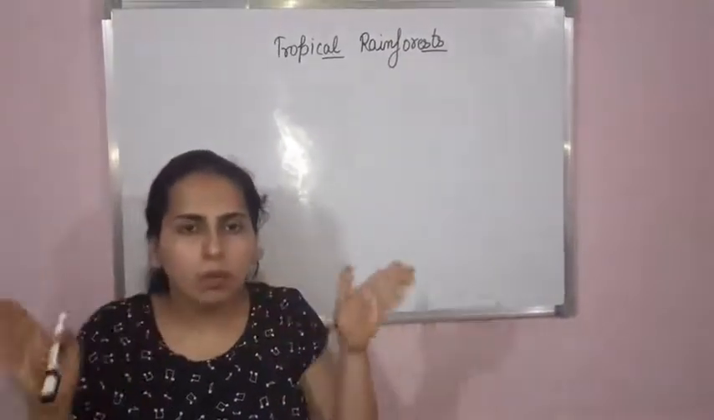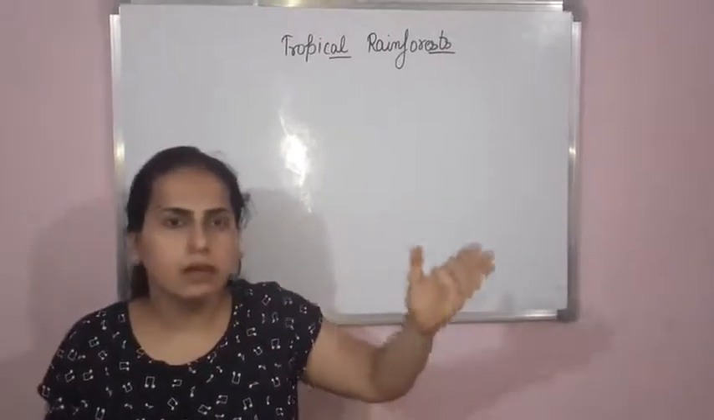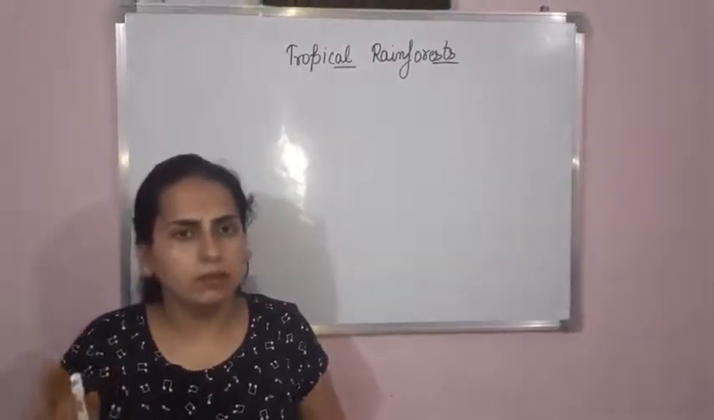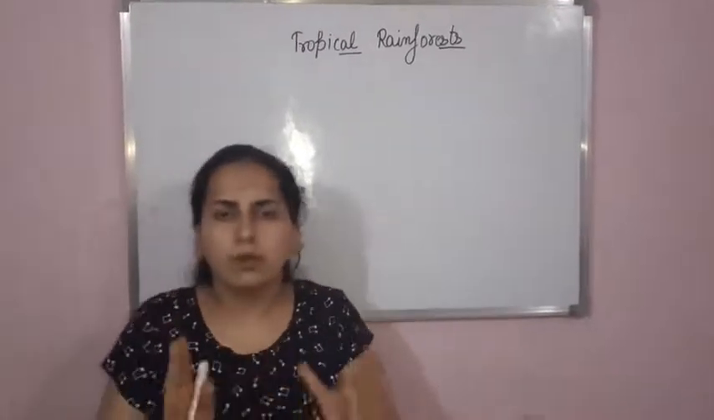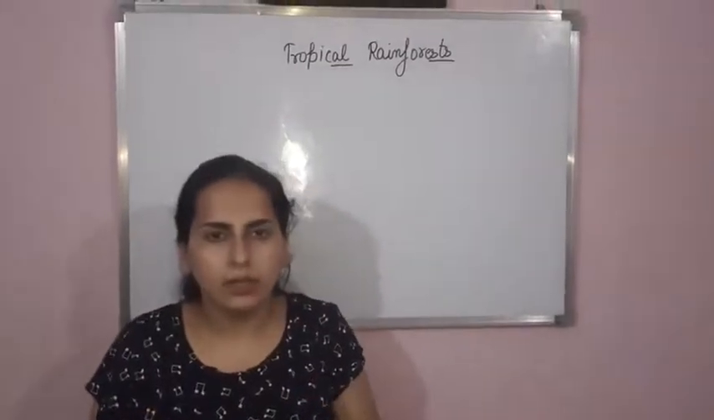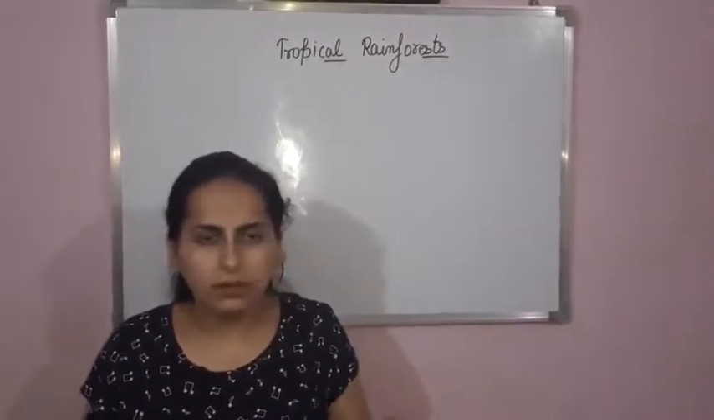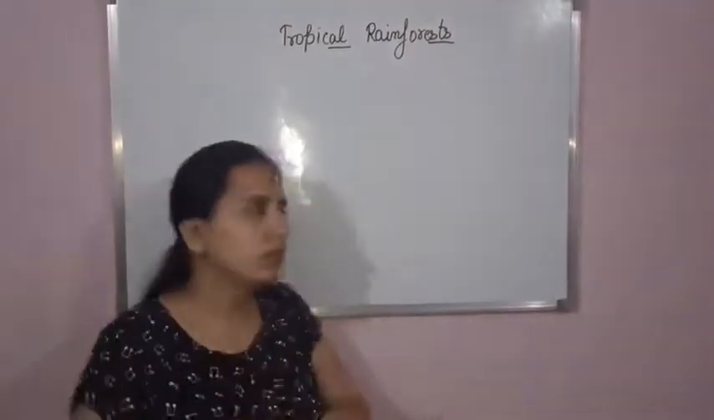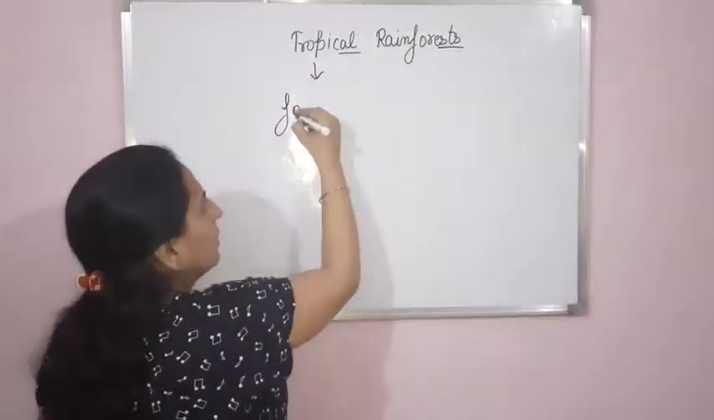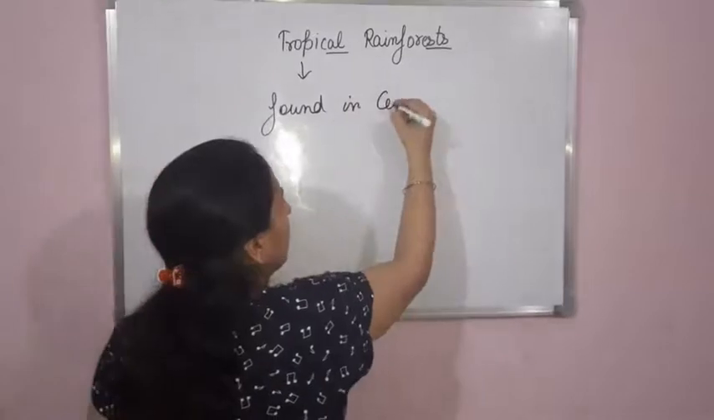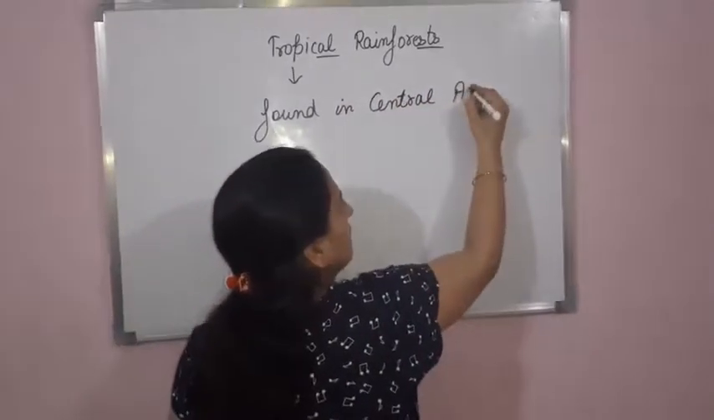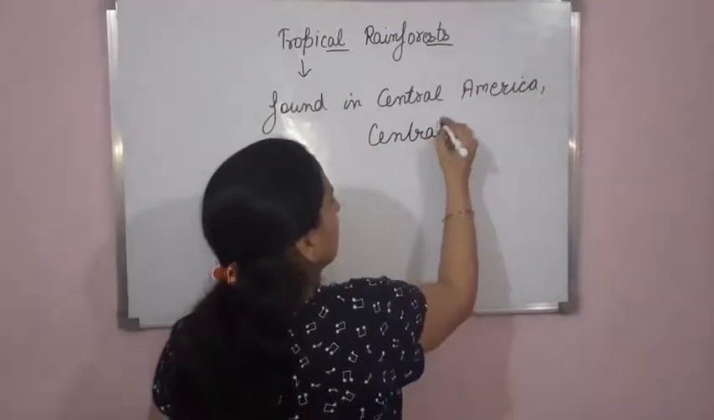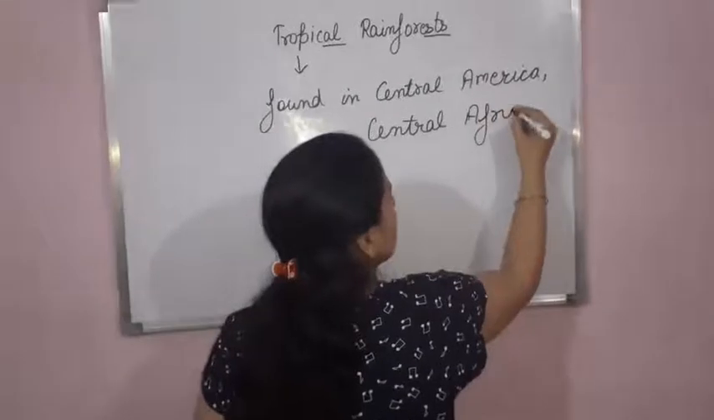Okay, now we will discuss the topic tropical rainforest. An important feature of tropical region is the presence of tropical rainforest. Clear? Now, tropical rainforests are found in Central America, Central Africa, and Southeast Asia. Clear?